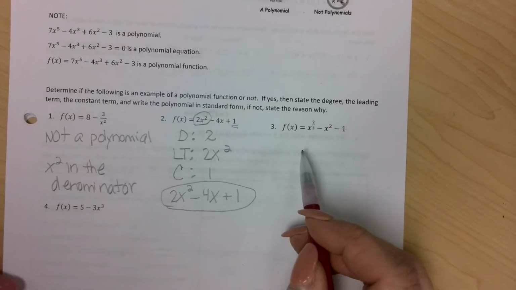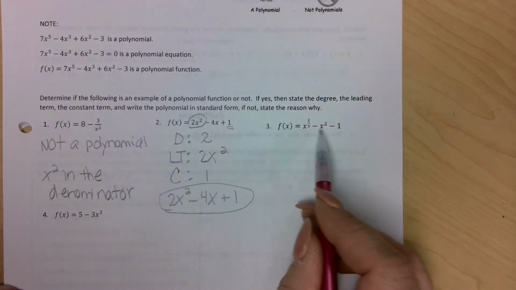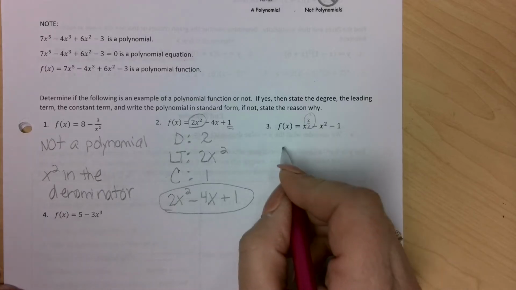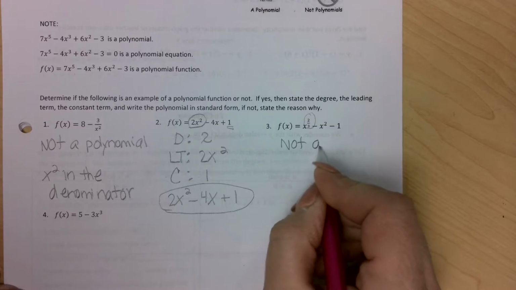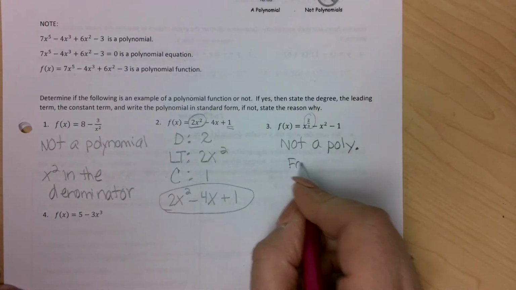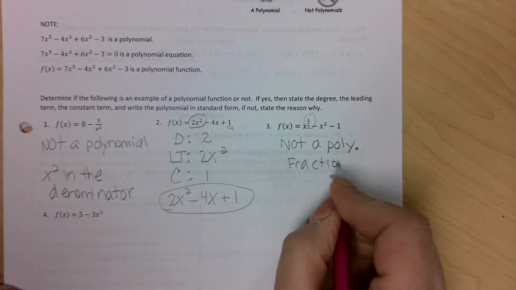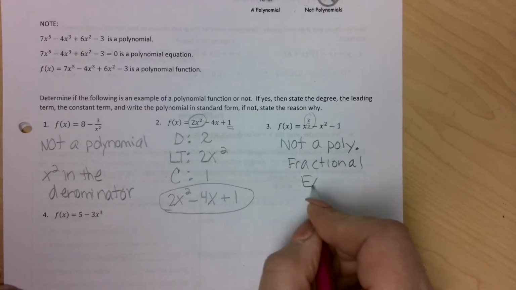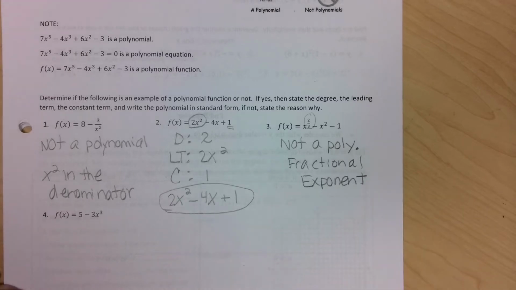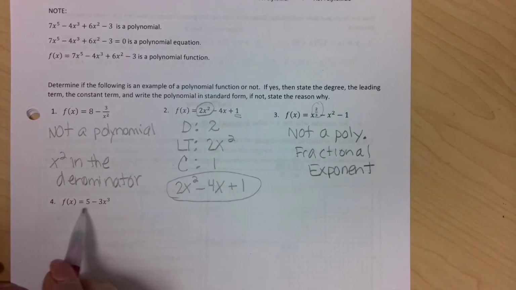Looking at number 3. If we look at our exponents, we see right here we have a fractional exponent. So we would say that this is not a polynomial. Why? Because it has a fractional exponent. Okay, looking at the last one here.